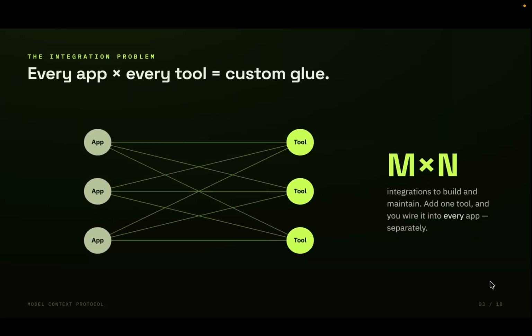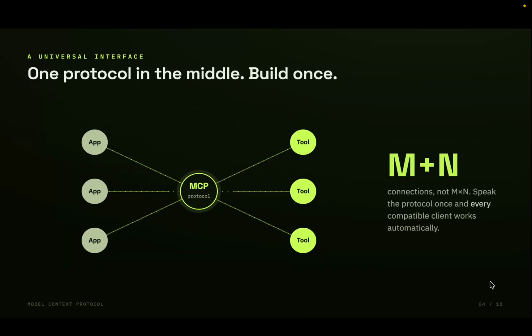Before MCP, every AI app integrated with every tool through bespoke one-off glue code. 3 apps times 3 tools is 9 separate integrations. In general, it is M times N, and it grows quadratically. Every new tool means rewriting connectors for every app. It does not scale. MCP collapses that.